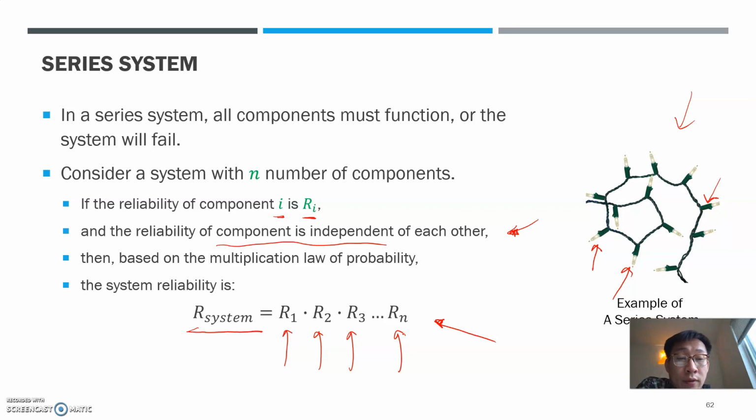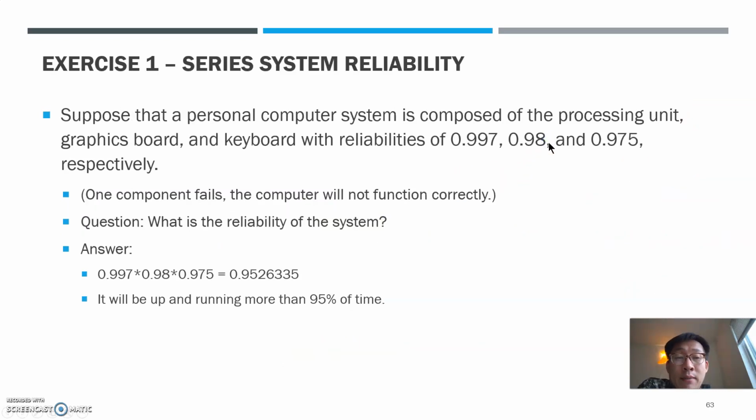Okay, so let's take a look at the actual example here. Suppose that a personal computer system is composed of the processing unit, graphic board, and keyboard with the reliabilities shown, respectively. We're assuming that these are all connected to each other, and if one component fails, the computer will not function correctly. So you can easily consider this as a series system, at the highest level.